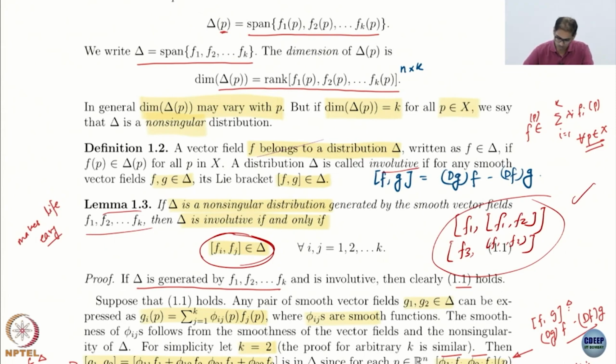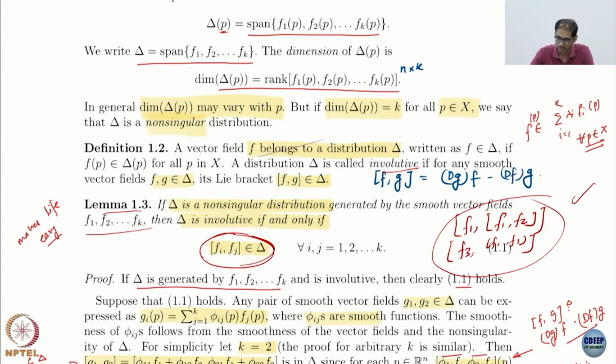Okay, proof. Of course, whenever we do something, we have to prove. It's an if and only if, so you have to prove both sides. First, suppose you have involutivity. If you have involutivity, then this is obvious, right? Because involutivity means that if f1 to fk belong to delta, then their Lie brackets have to be in delta. So this is obvious: if you are starting with involutivity, obviously this will happen, no problem.